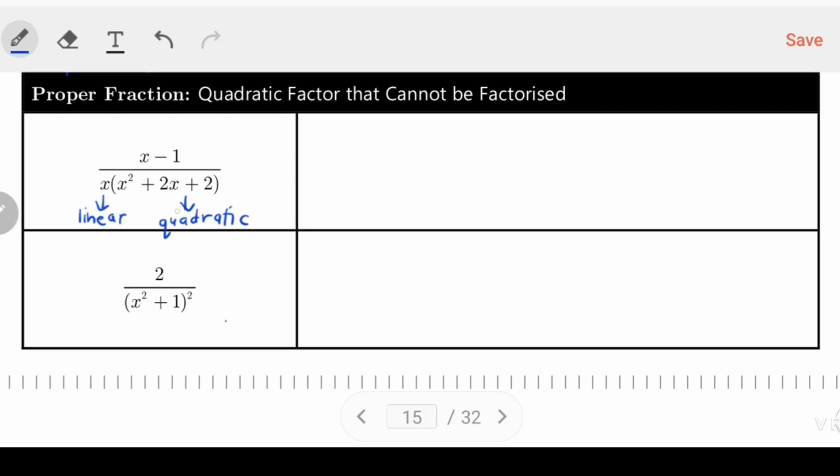So when we express this fraction as partial fraction, we're going to have a constant a over the linear x, plus for the quadratic, we're going to have a linear factor. So we're going to have a linear on top of the quadratic. So we have plus bx plus c over the quadratic factor, which is x squared plus 2x plus 2.